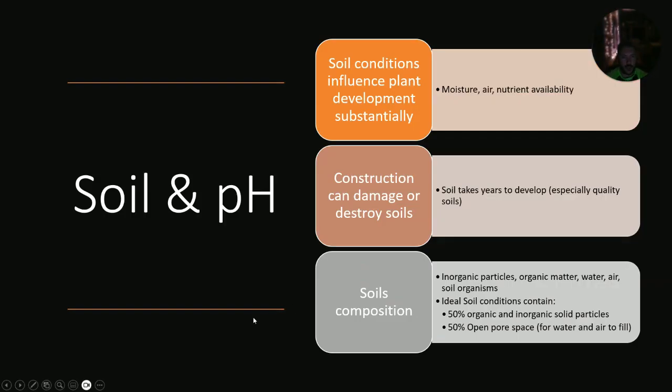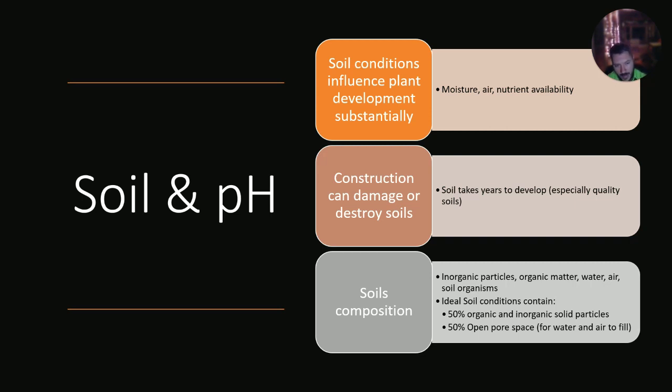All right, so soil and pH. Soil conditions influence plant development substantially. We're talking about moisture, air, nutrient availability. Construction can damage or destroy soils from compaction. Soil takes years to develop, and generally speaking, in new construction, what happens is we strip the topsoil layers away, and we basically leave it at hard pan or really crappy soil once a new home's there. And so the soil biome is just completely messed up. And that's why a lot of new turf stands take a while to develop. It's because the soil is not what it should be.